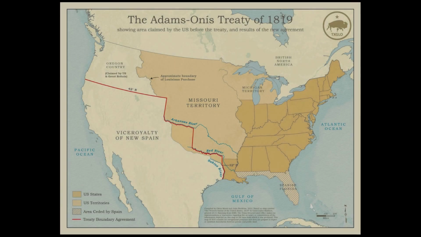Rather than risk war with the United States, Spain decided to negotiate. In the Adams-Onís Treaty, also known as the Transcontinental Treaty, Spain agreed to cede Florida to the United States for $5 million. They also agreed to relinquish its claim to the Oregon Territory, clearing the way for American expansion to the Pacific. It was a quiet but momentous territorial acquisition for the young republic.